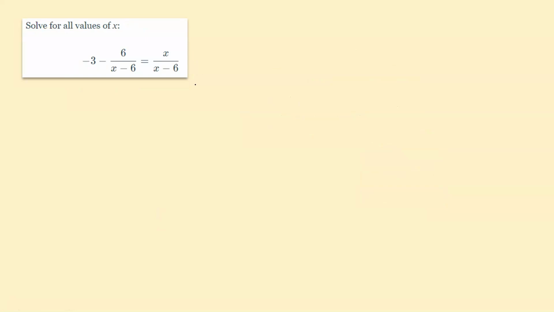So now we have the other type of problem. Here we're actually solving for values of x. So our fractions are in equations. We have an equal sign, so now we can actually solve for x. But very similar idea. We're going to have to get a common denominator for these. So I'm going to rewrite this as a fraction, negative 3 over 1 minus 6 over x minus 6 equals x over x minus 6. So our common denominator is going to have to be this x minus 6 factor.